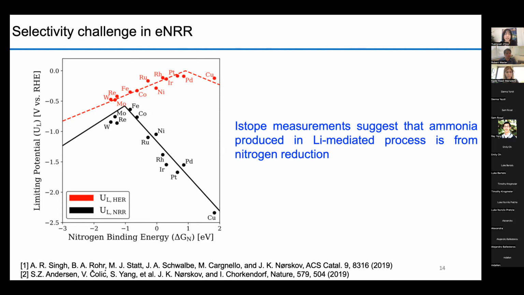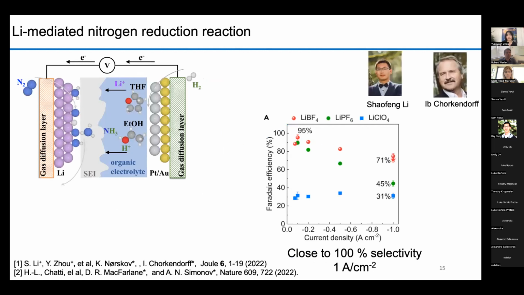reaction. And also experimentally, Professor Chorkendorff and his group did isotopic labeling experiments and validated that the ammonia produced in the lithium-mediated process is the only one that comes from nitrogen reduction, rather than from other pollutants. And this is the lithium-mediated process.